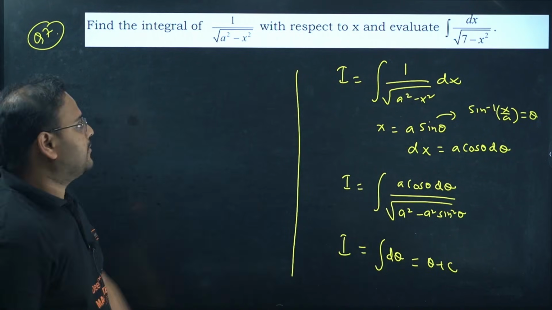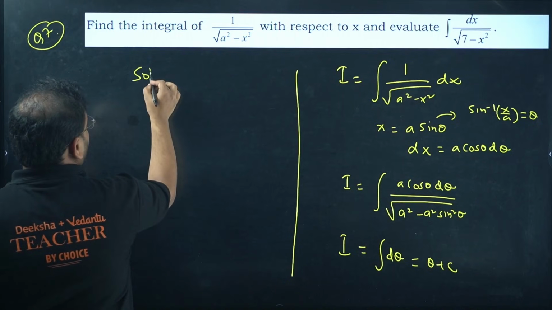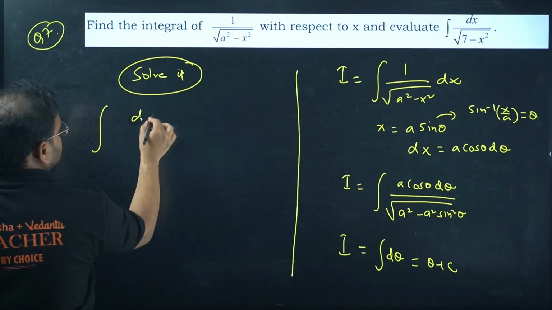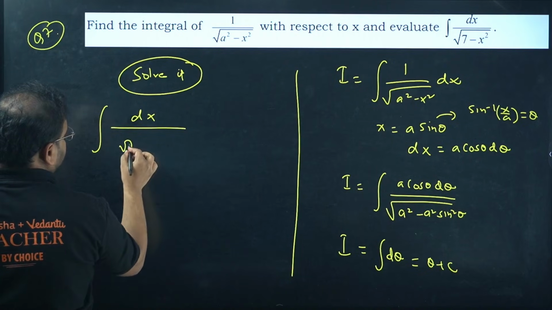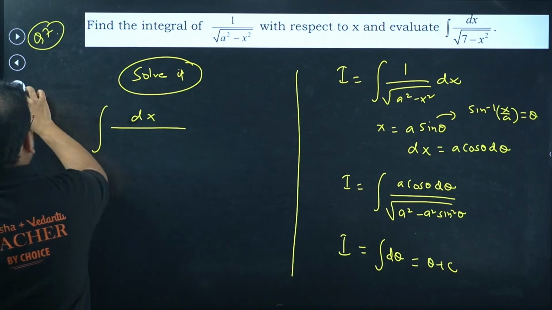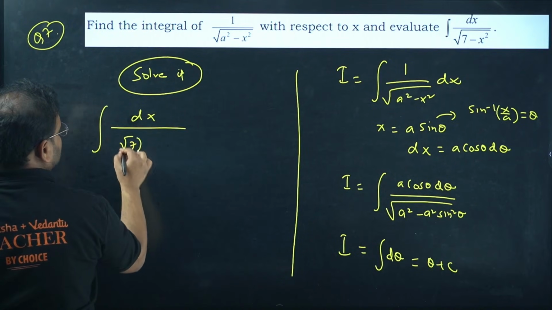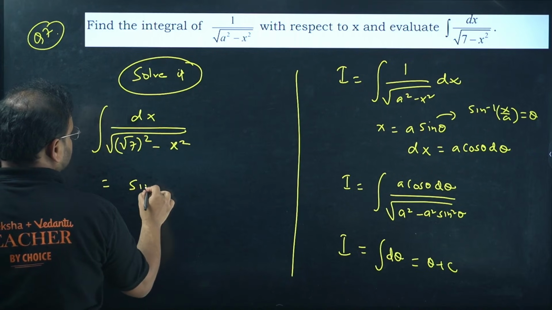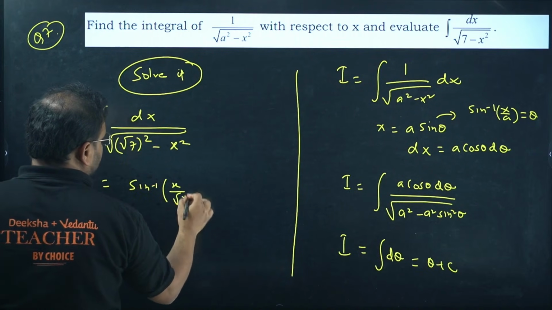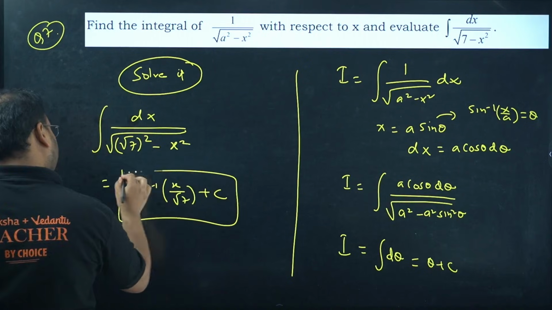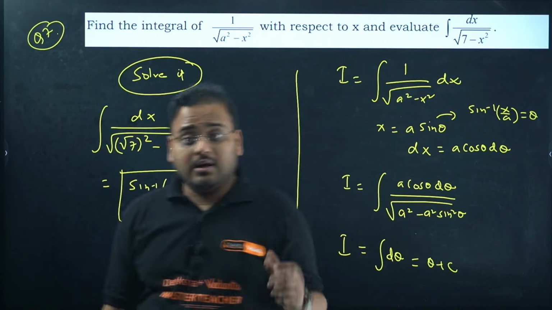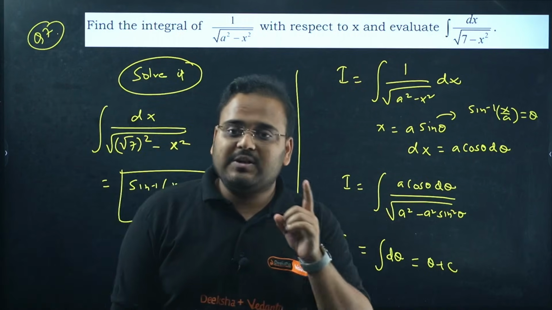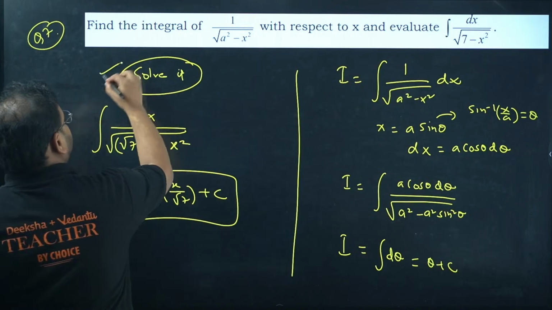Okay, solve this question completely. If you talk about the last step, it will be like this: dx upon root 7 square minus x square. The answer becomes what? Sine inverse of x upon root 7 plus c. Please check. Have a look. It's not complete. This result is not complete. You have to solve this one. I've given the major hints, all the steps, but it's incomplete. You have to solve it completely. Okay, done.